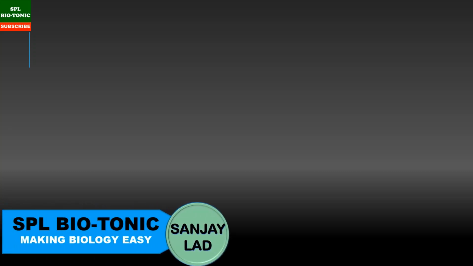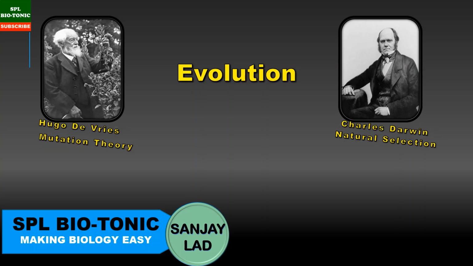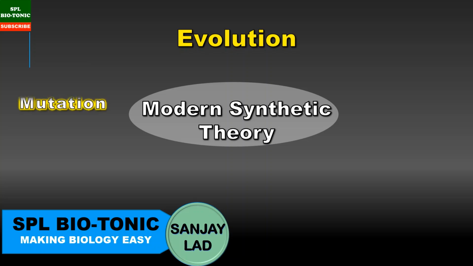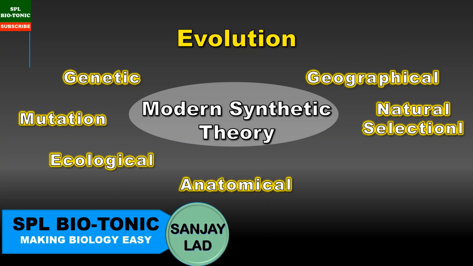Students, in one of the previous videos we talked about mutation theory given by Hugo de Vries and the theory of natural selection by Charles Darwin. Now, though mutation and natural selection were important in evolution, these theories have their own limitations or demerits. So, the modern synthetic theory was proposed, which not only talks about mutation and natural selection, but also considers other aspects such as genetic, ecological, anatomical, geographical, and paleontological aspects.